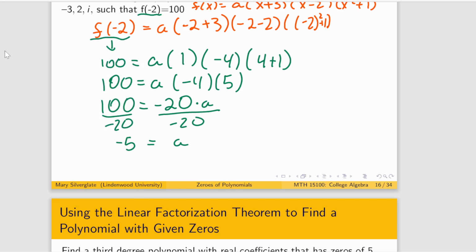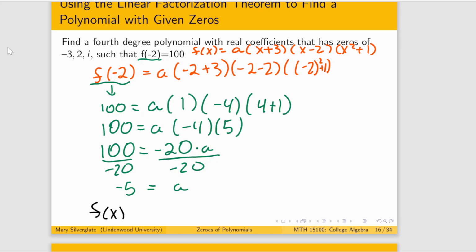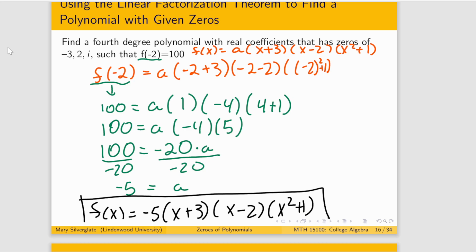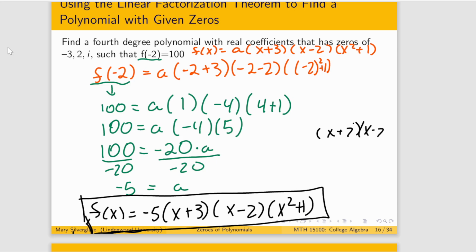So we can finally write out that this polynomial would be f of x is equal to negative 5 times x plus 3 times x minus 2 times x squared plus 1. And on an exam, you would definitely be expected to just keep it in that form, but you do have to multiply out the x plus i, x minus i because of this real coefficients part. So you're not allowed to keep that as is. But things like x plus 3 and x minus 2 you should definitely keep as is. And just like before when we were dealing with real zeros, once you have your parentheses made with all real coefficients, that's where you stick the unknown multiplication factor a out front and solve for it.